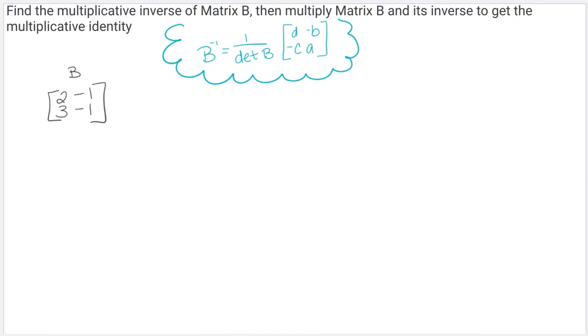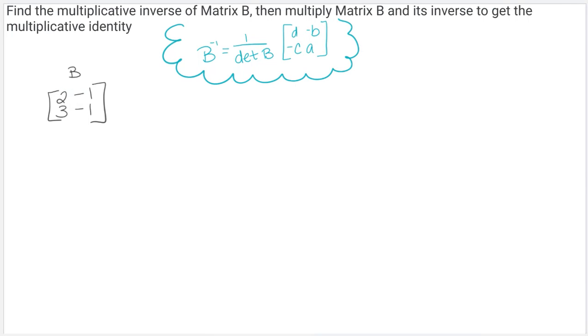And similar concept with our multiplicative identity. So here we're going to find the multiplicative inverse of matrix B, then multiply matrix B and its inverse to get the multiplicative identity. Similar concept, a lot more steps.